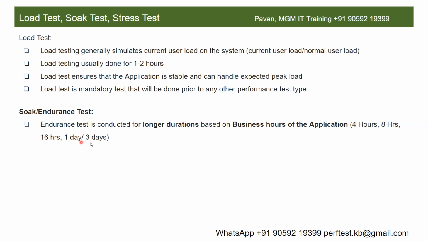And how about this one day or 3 days? Which applications will have business hours for 1 or 3 days? See, it can be 1 day, 2 days, or 3 days also. Can you give some examples? Flipkart, Amazon, Big Billion Days. Banking applications also, some banking applications, right? Any more?